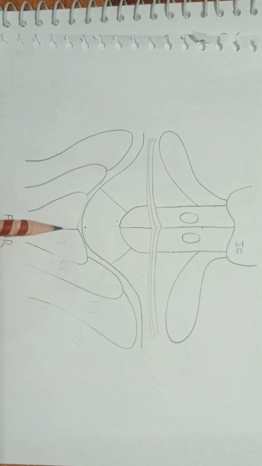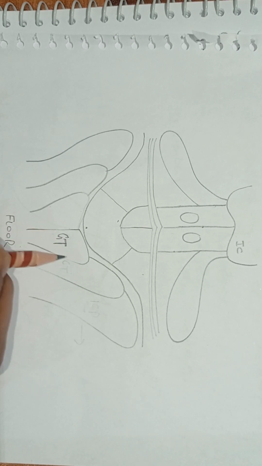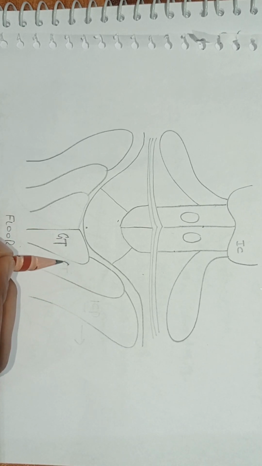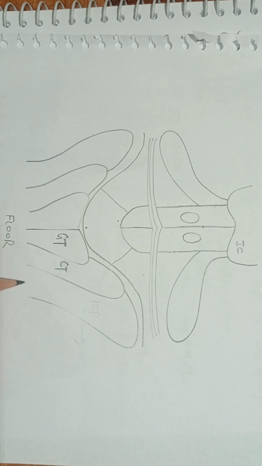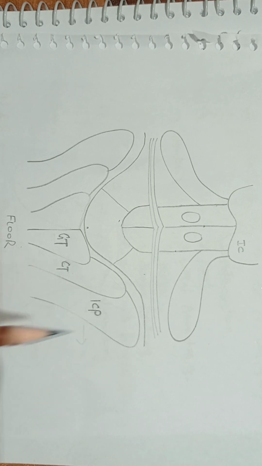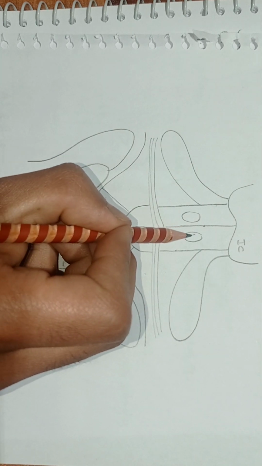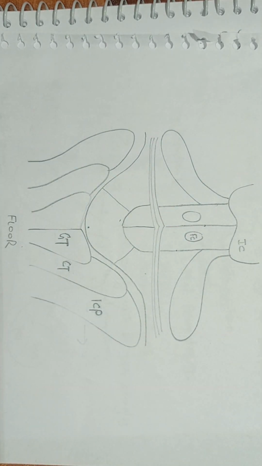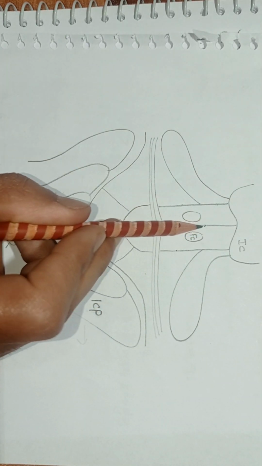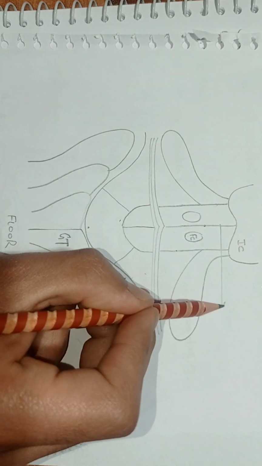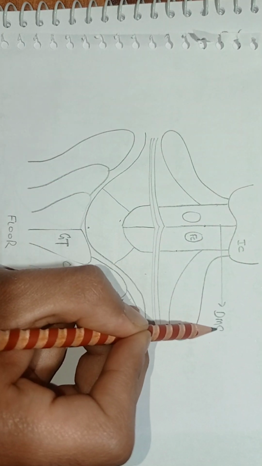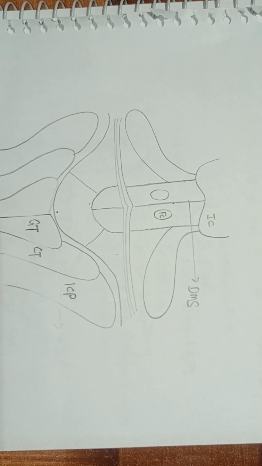This part right here is called the gracile tubercle. This part right here is called cuneate tubercle. This part right here is called inferior cerebellar peduncle. This circle-like structure is called facial colliculus. And this line right here is called dorsal median sulcus.